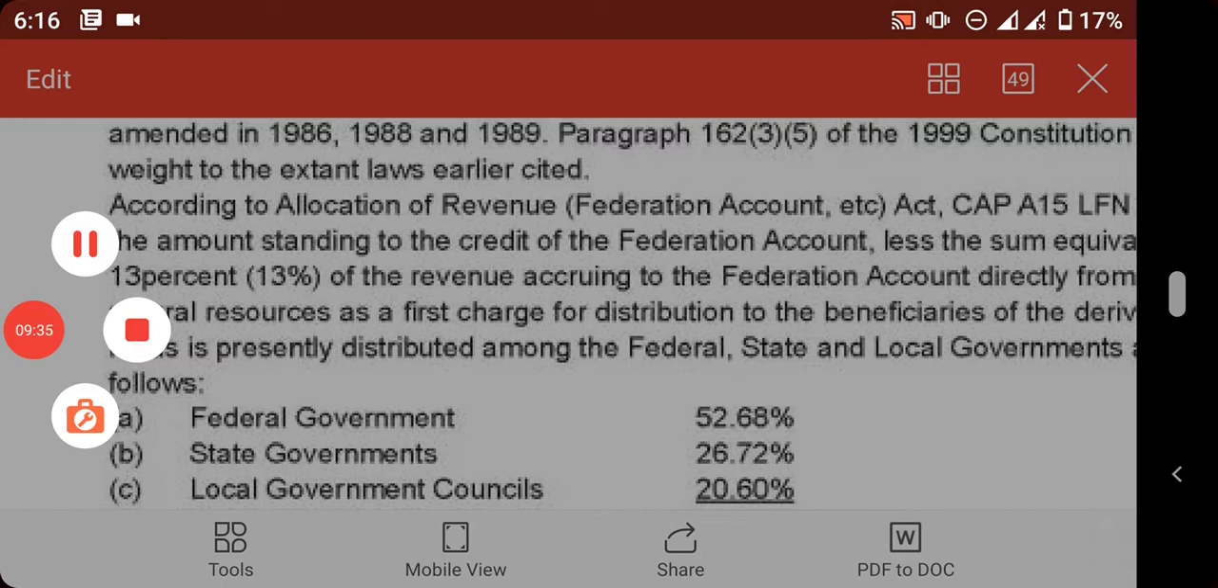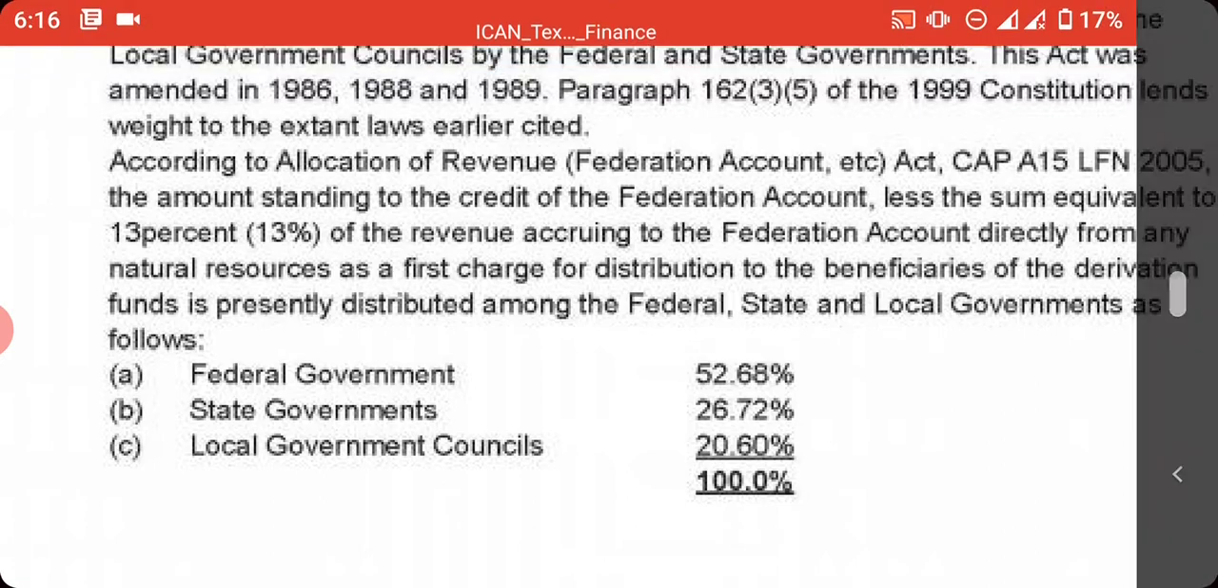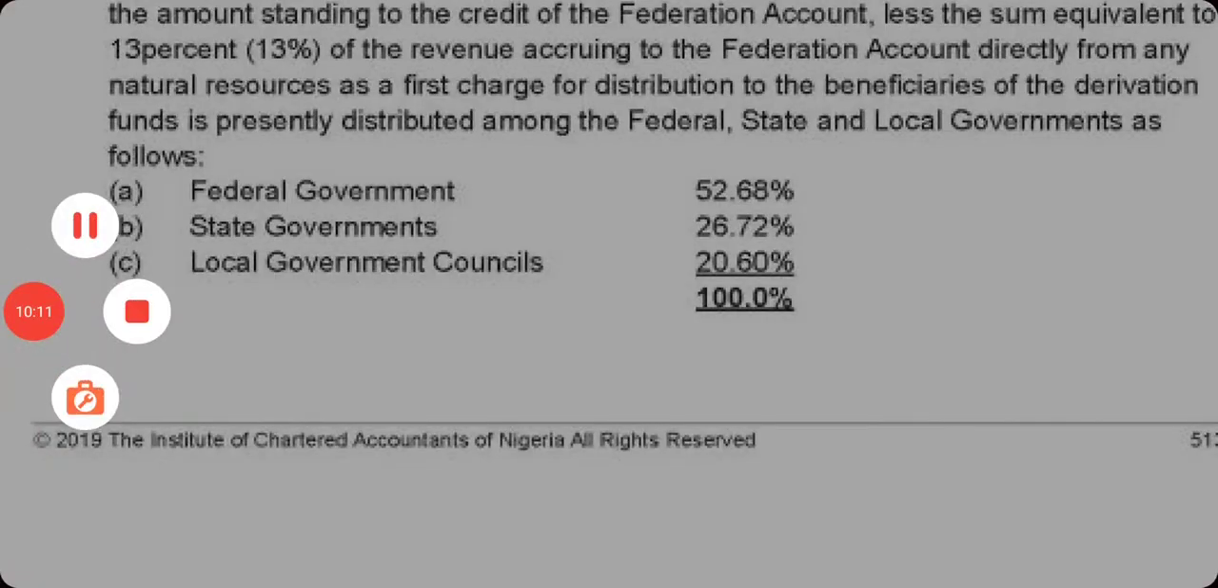Now any amount standing credit to this federation account is distributed at the end of the month amongst the tiers of government. And you know we have 3 tiers of government: the federal government, the state government, and the local government. The federal government takes 52.68%, the state government takes 26.72%, and the local government takes 20.6%. So these are how the revenues are shared amongst the three tiers of government.